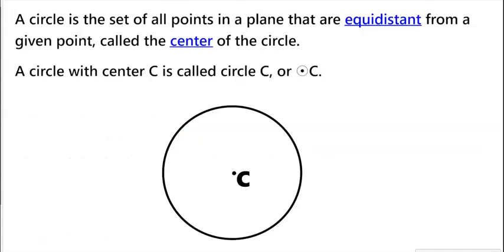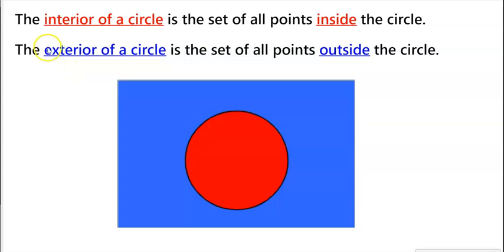problems. So a circle is the set of all points in a plane that are equidistant, that means the same distance, from a given point called the center of the circle. So a circle with a center C is called circle C, or that symbol circle C, okay? So again, that means any point on this circle is the same distance away from the center, and we call that the radius, okay? So the interior of a circle is a set of all points inside the circle, no big surprise there. And then the exterior of the circle is a set of all points outside the circle.